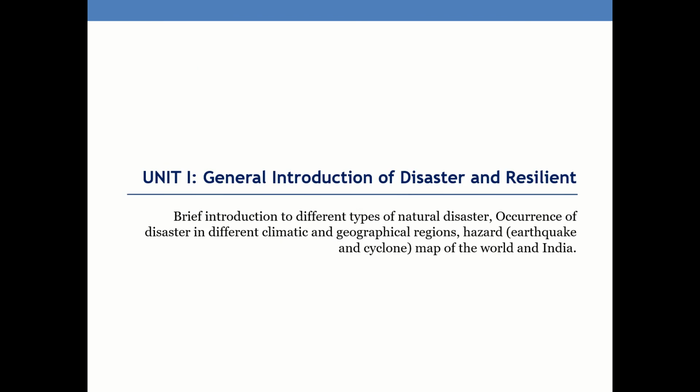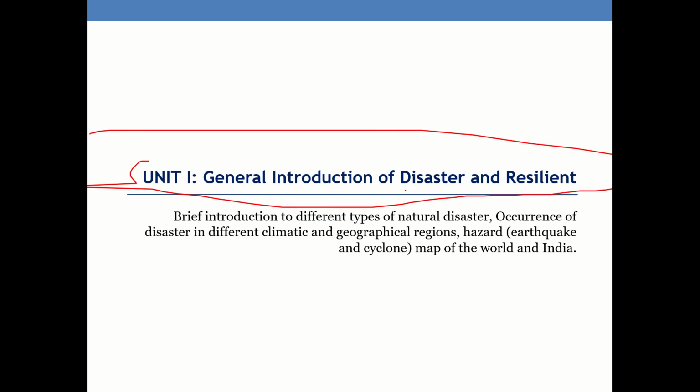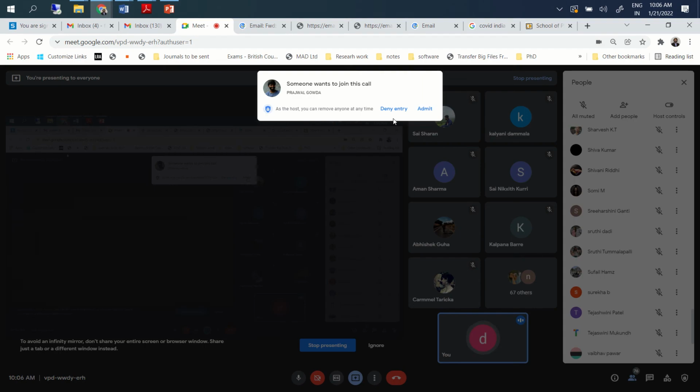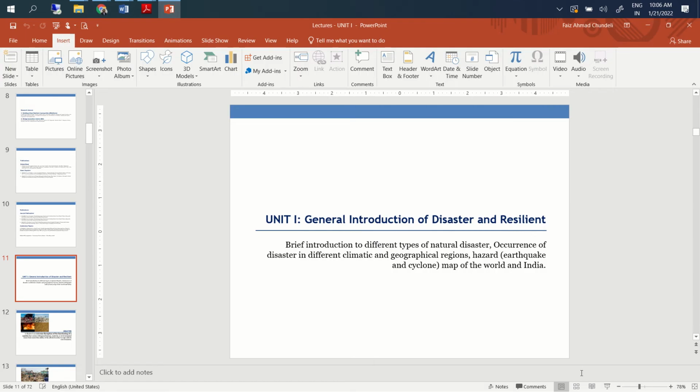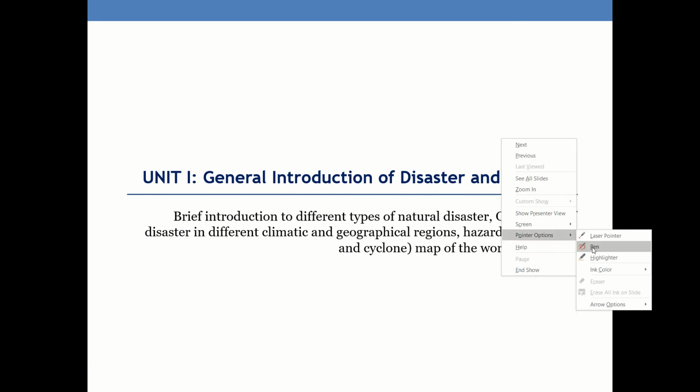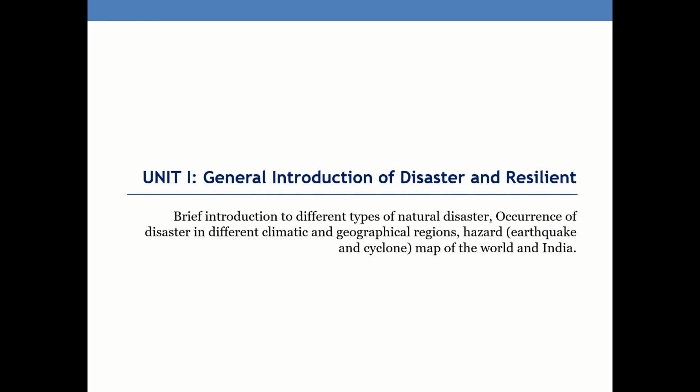And today we will quickly go into the first unit. The first unit is about the general introduction of disaster and resilience. Here the first topic is on different types of natural disasters and some statistics on how frequently this occurs in the world, and also specifically in the Indian context. So before we go into the statistics and other things, let us first understand.